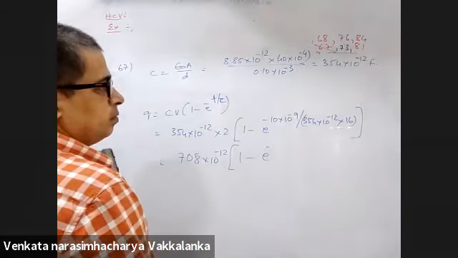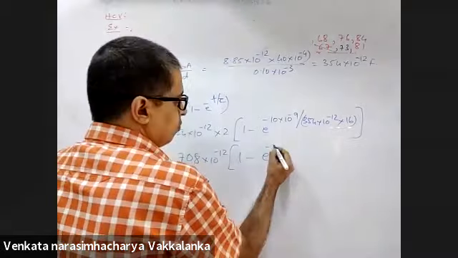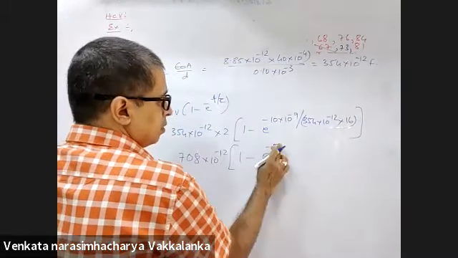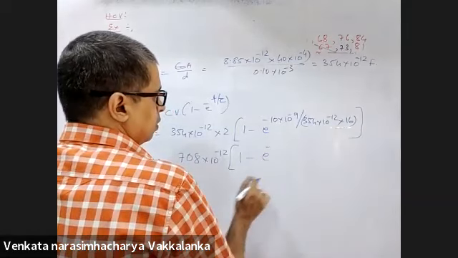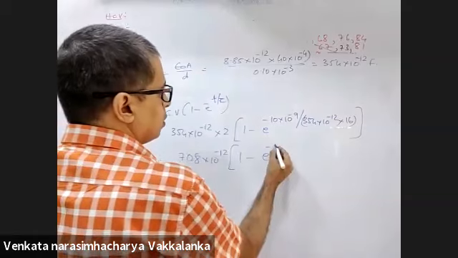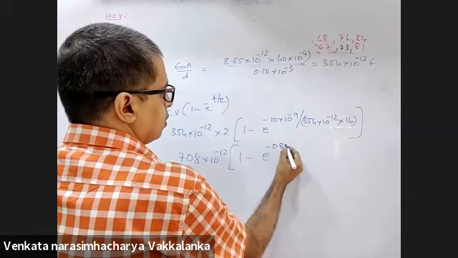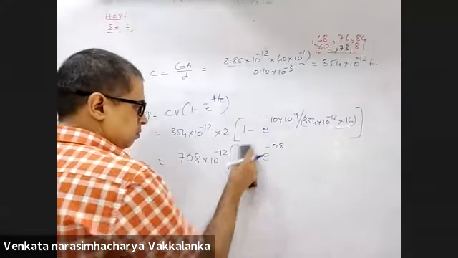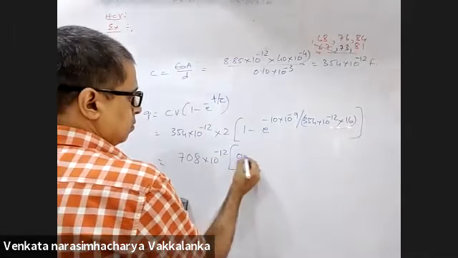So 5664 into 10 raised to minus 12. So no, 1 minute. I told only the denominator. So the whole fraction is 0.829. I mean, after subtracting 1 minus... Oh, no, the whole bracket. After subtracting, it will be 0.16, I think.